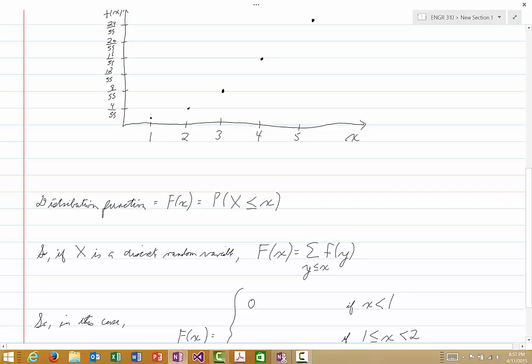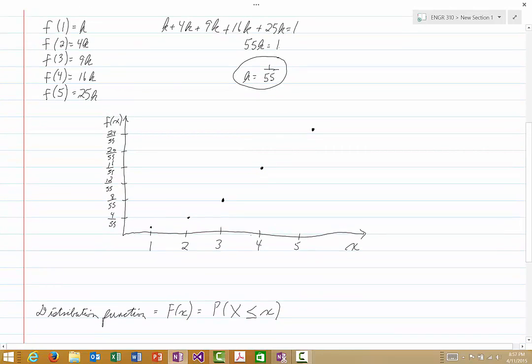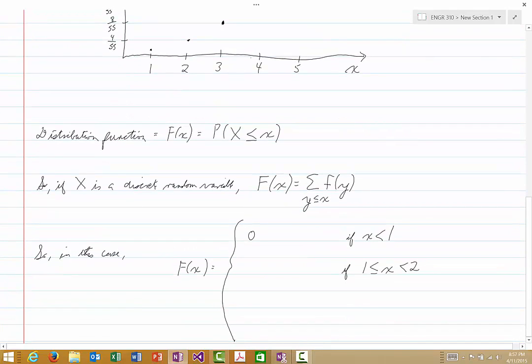We're asking here, when we're talking about the distribution function, we're asking the probability that it is less than or equal to some value. And so the probability, if we add up all the probabilities of the random variable having a value that is less than or equal to some number in this range between 1 and 2, well, there is one possibility there, and that is this one, and we already know that, remember, for 1, the probability is k, which is 1 over 55. So we get 1 over 55.